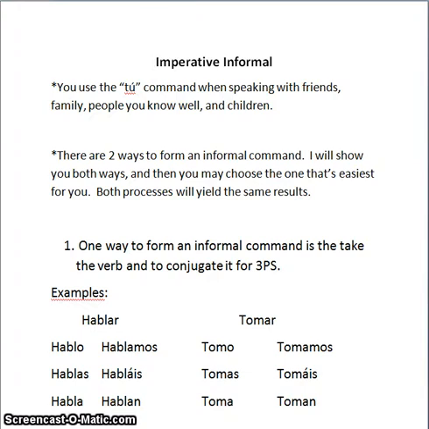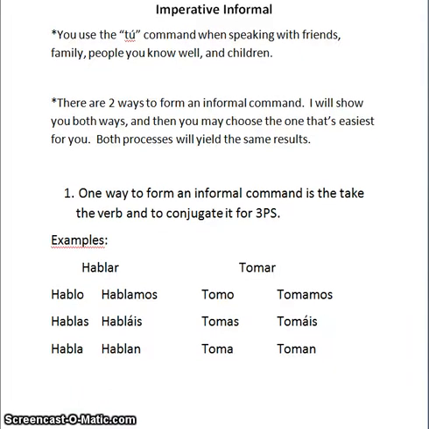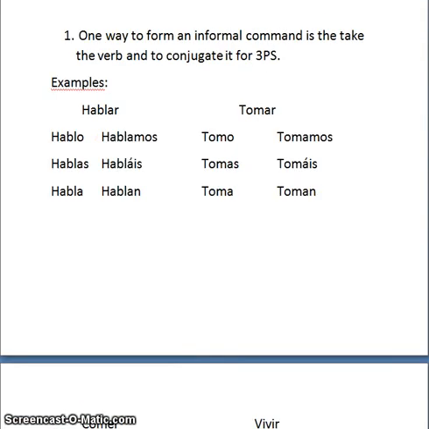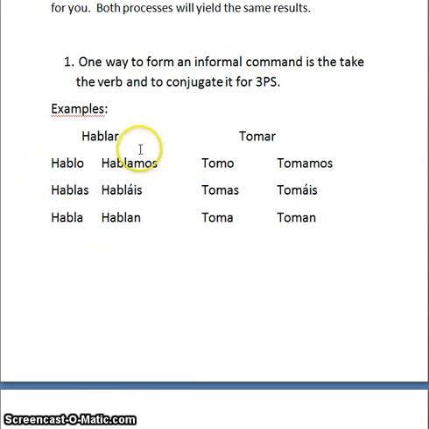All right, so one way to form an informal command is to take the verb and conjugate it in third person singular. So what I've done here is I've conjugated several verbs for you. I think I have about 6 verbs maybe. And so I've gone over all 6 forms of the verb. So if you were going to make an affirmative informal command, then you would go third person singular, like it says here. So if you're making the command, speak Spanish, please, for tú, it would be habla español.